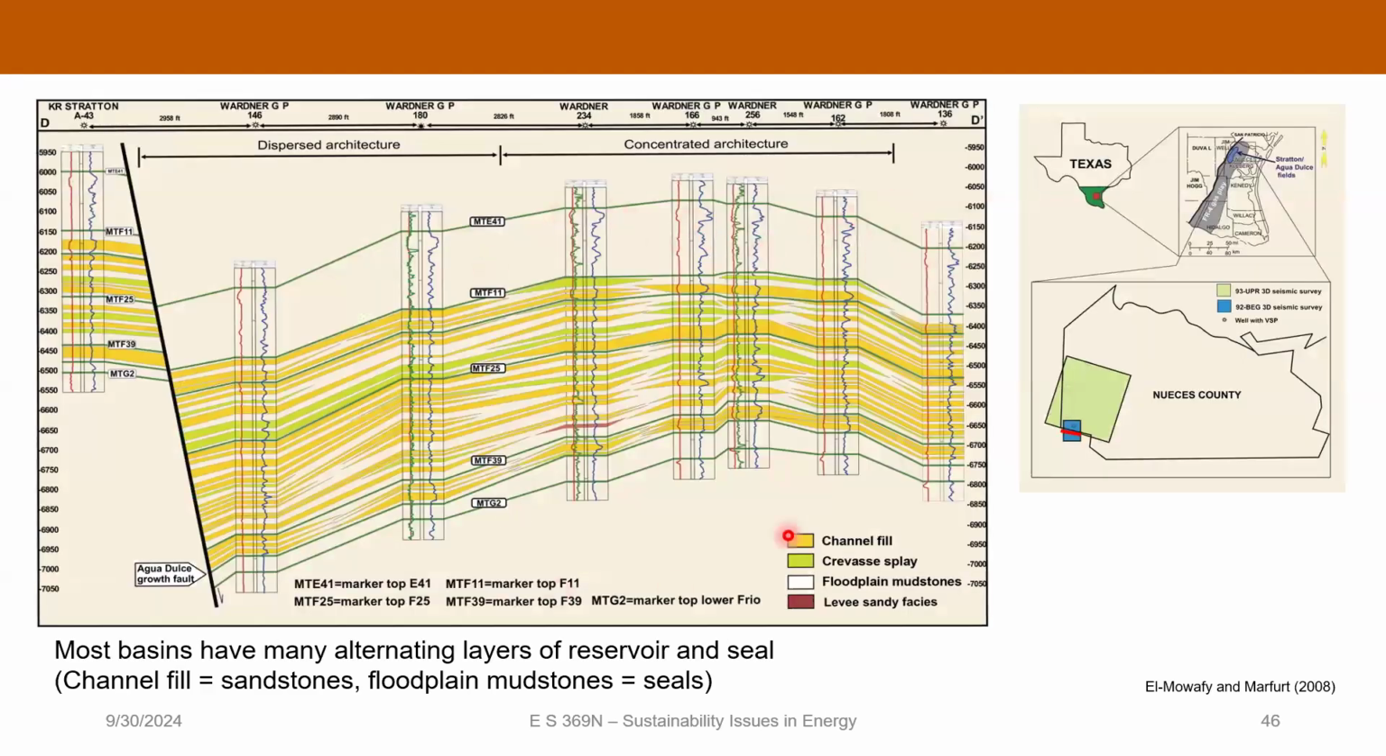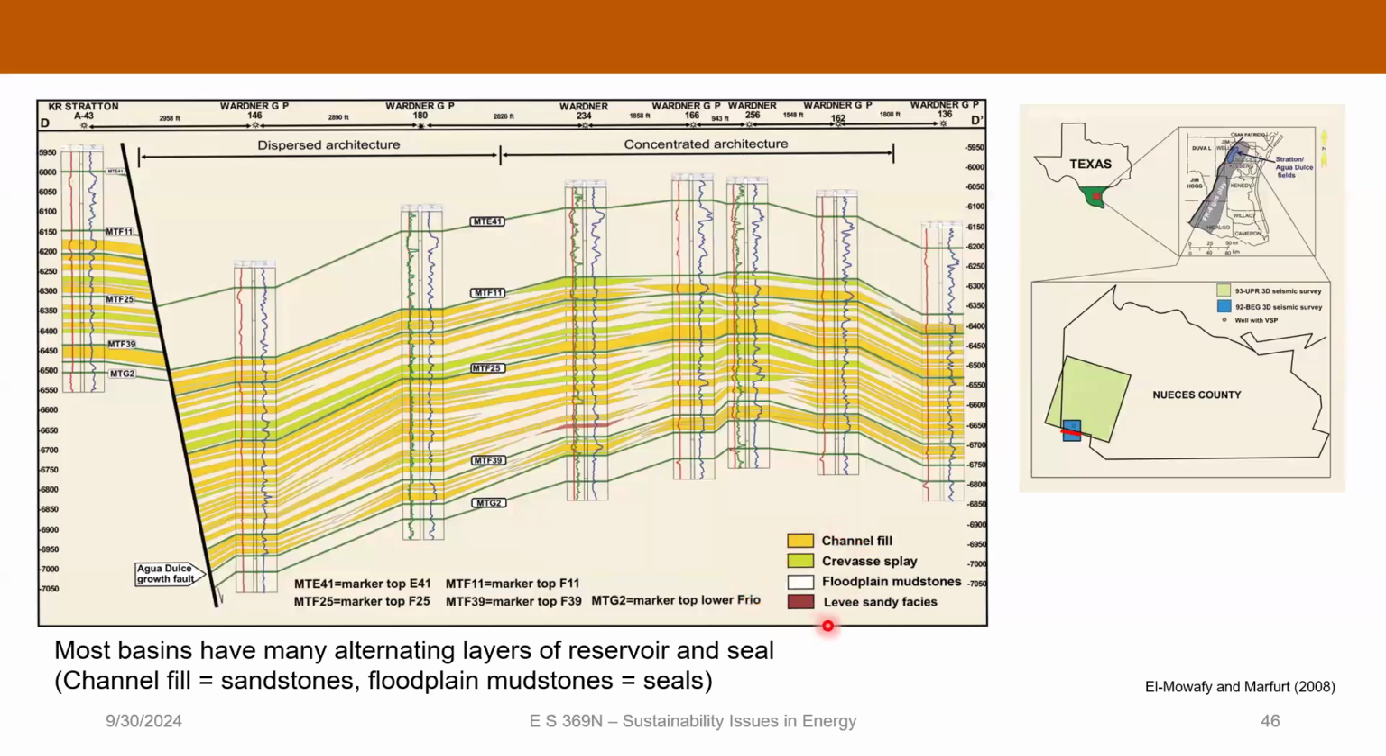A lot, not all, but a lot of sedimentary basins will have alternating layers of reservoir or aquifer and seal. This is an example of what we call a fluvial system from the subsurface down here in South Texas. And this is a color coding of the different types of rock that have been encountered in these wells that were drilled here. The yellow stuff that we call channel fill, that's going to be sandstone. So the stuff that was deposited within the river channel.